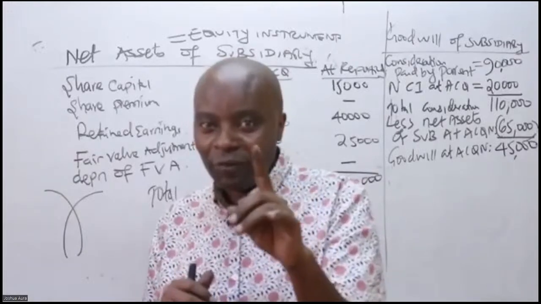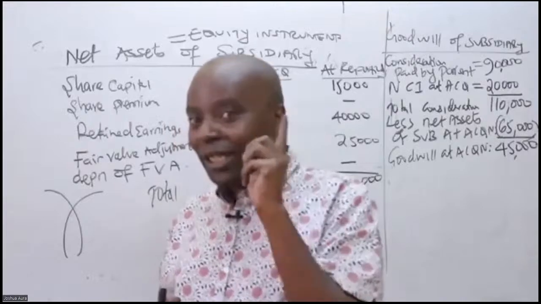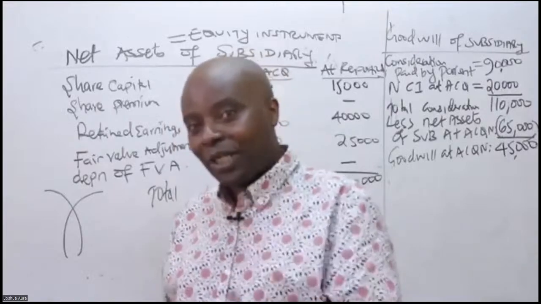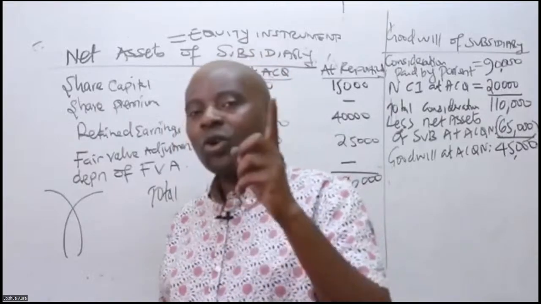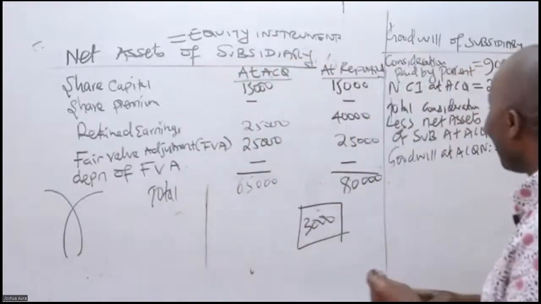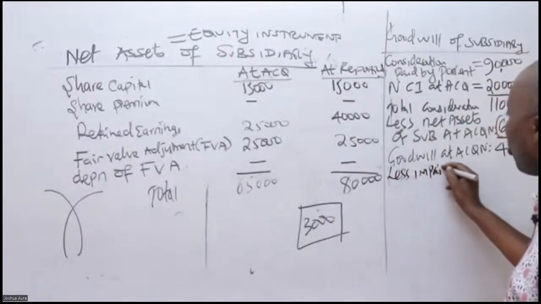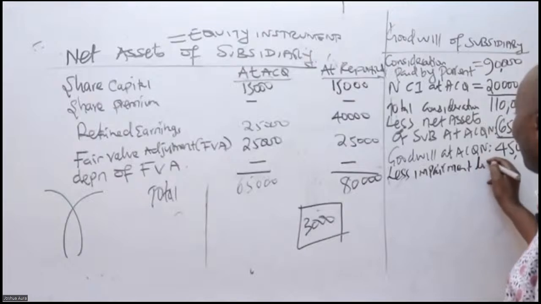So an asset, in this case, ladies and gentlemen, will depreciate. Even yourself will depreciate. Depreciation of an asset called goodwill, we normally call it what here? Impairment. So in this case here, come and less what here? Less impairment loss.